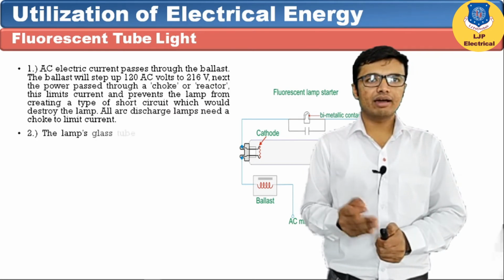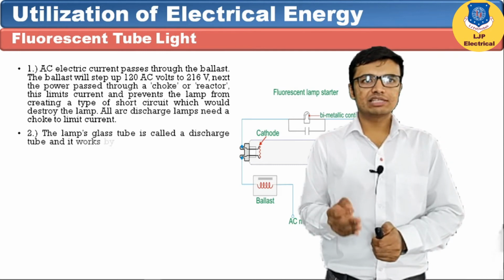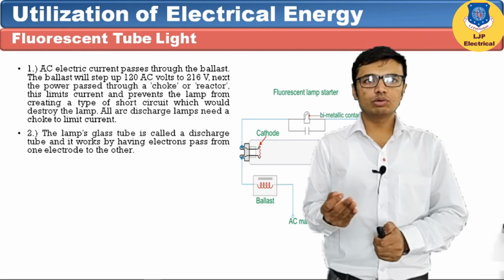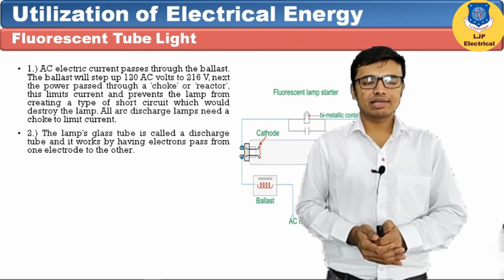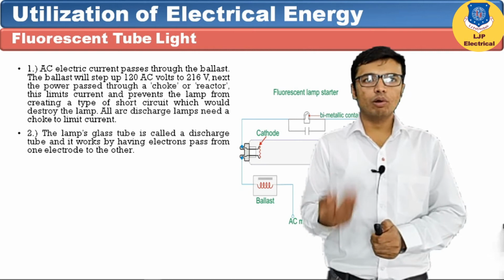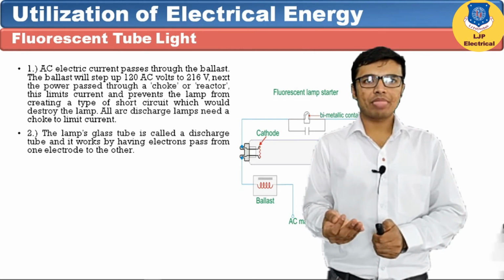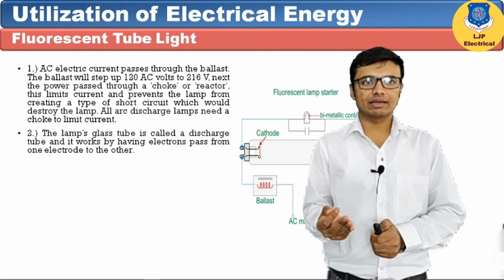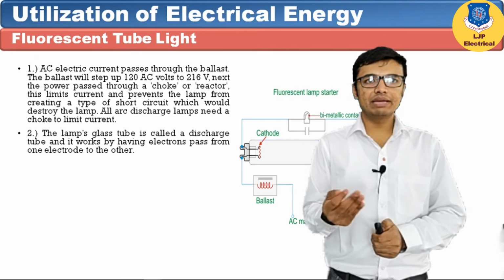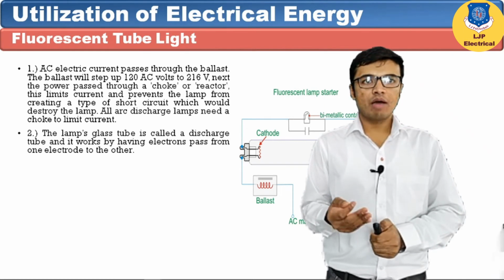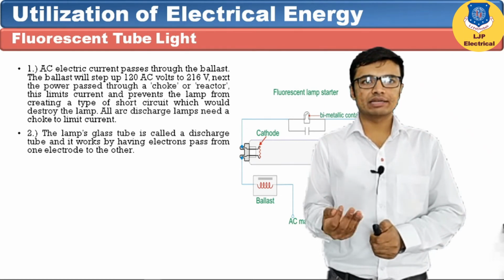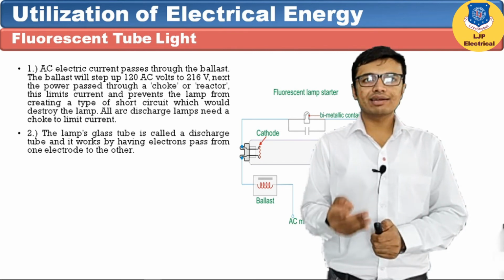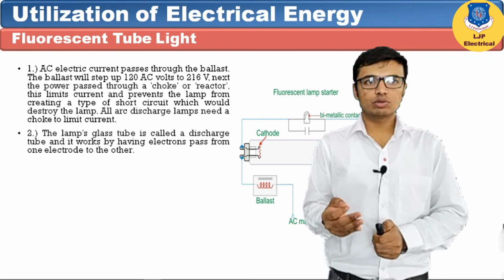So the AC alternating current passes through the ballast. This ballast will step up the 120 volt AC into around 216 volt such that it will increase the voltage and power passes through the choke or reactor. Thus the power will pass through the choke and the reactor such that this reactor will limit the current and prevent the lamp from creating a type of short circuit which would destroy the lamp, and thus all the arc discharge lamps require choke to limit the current.